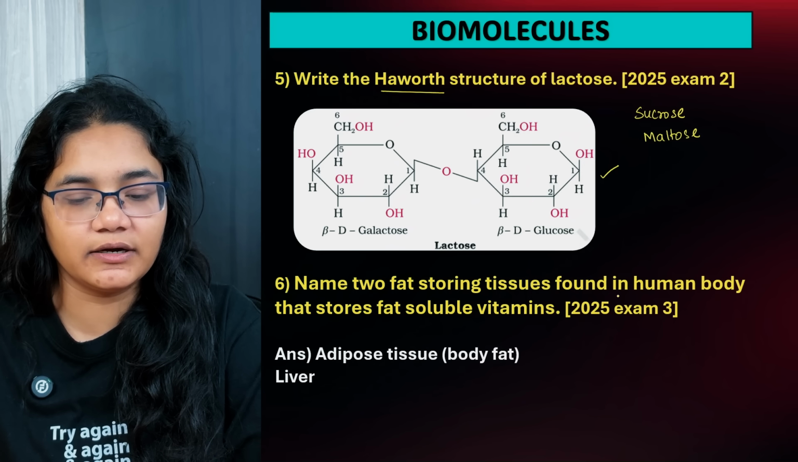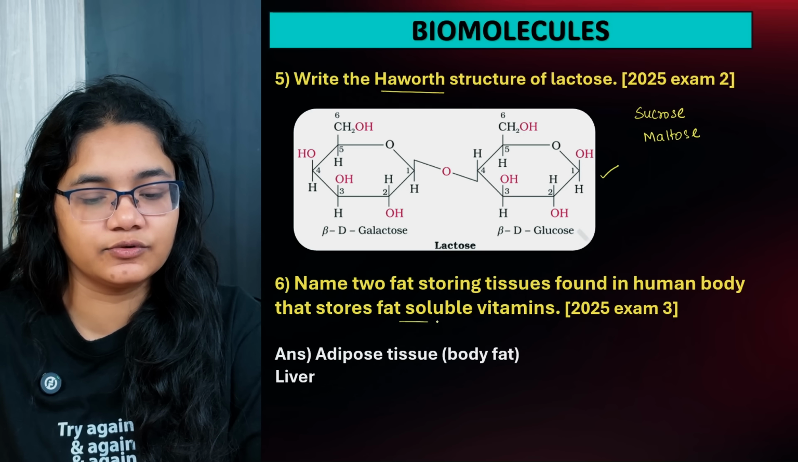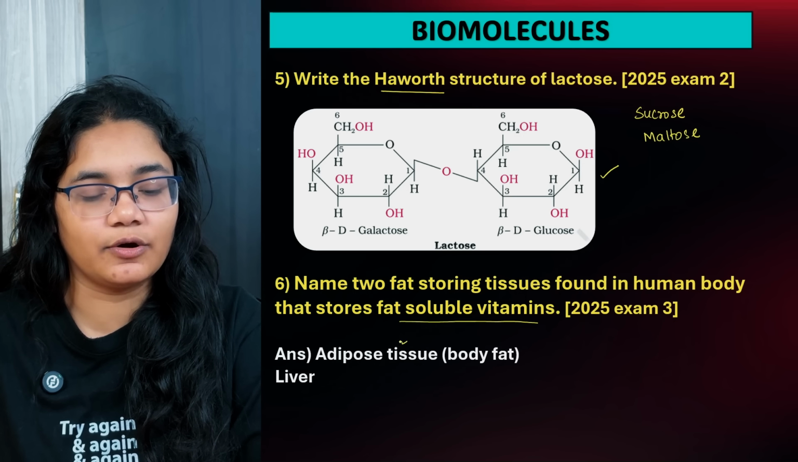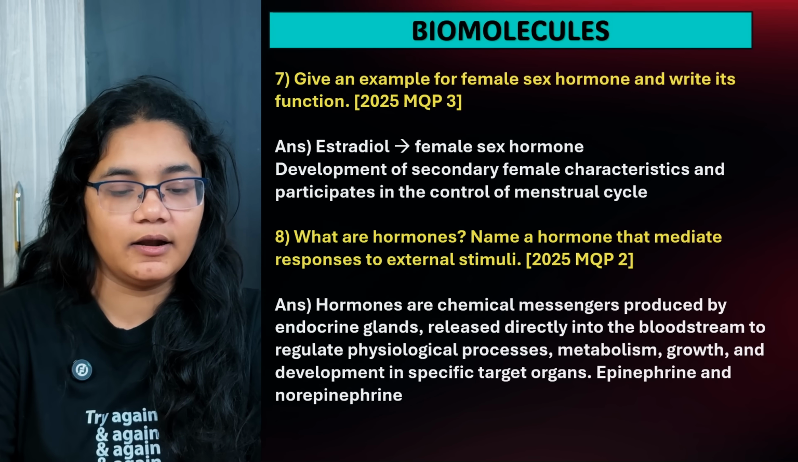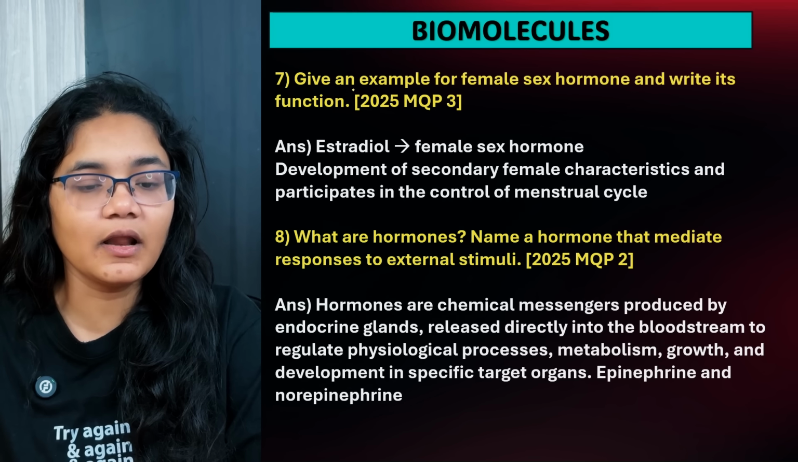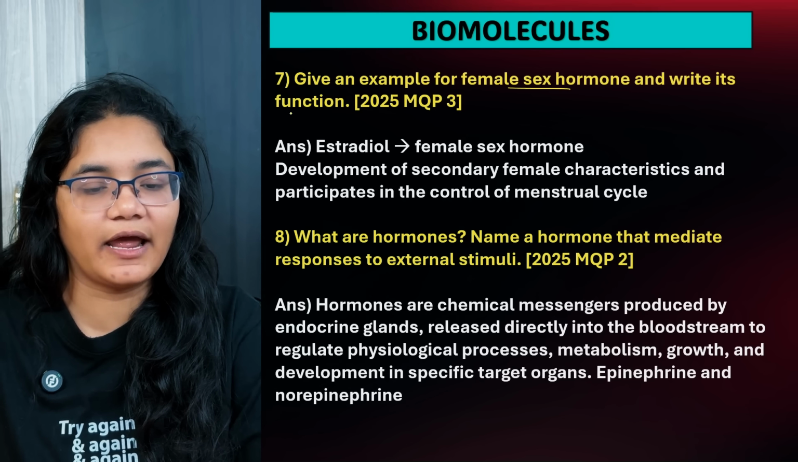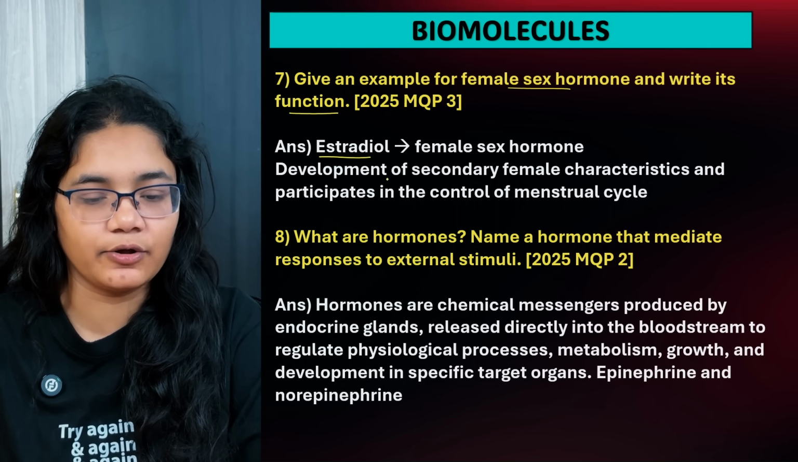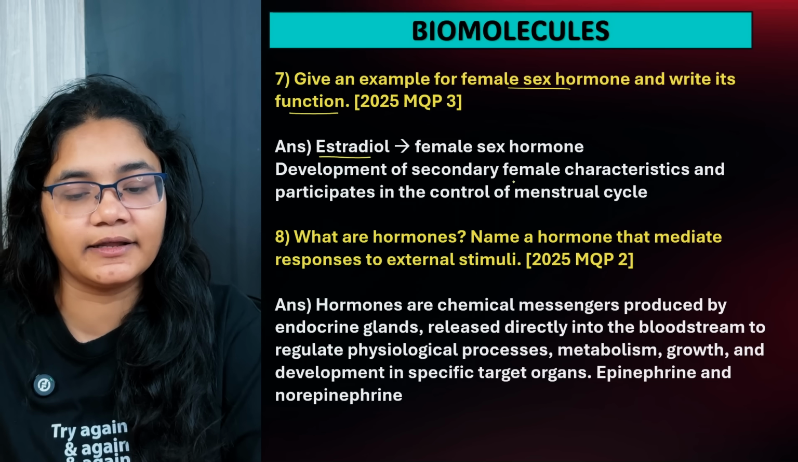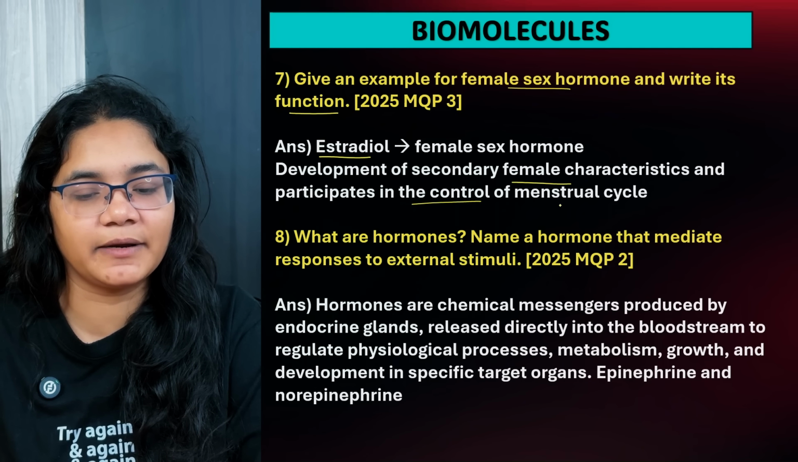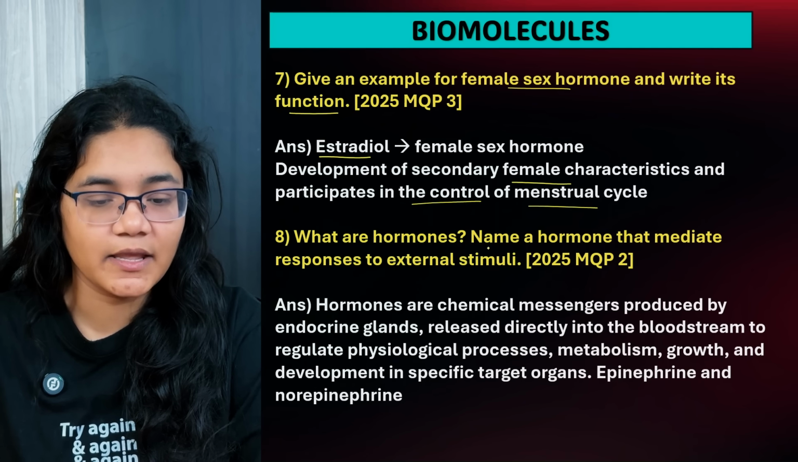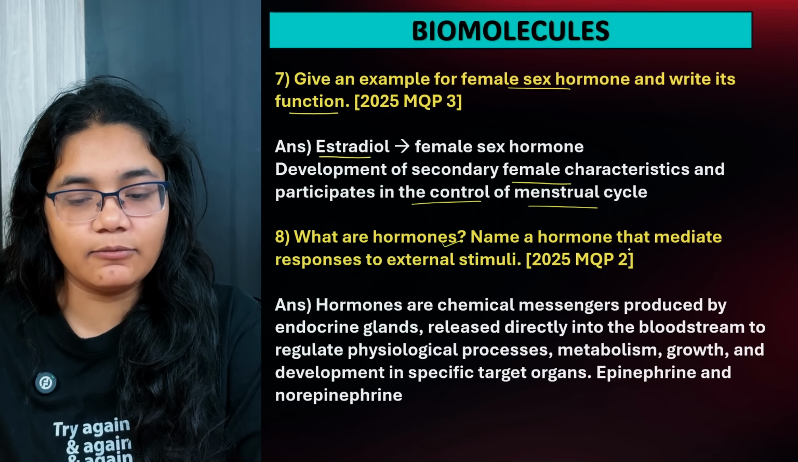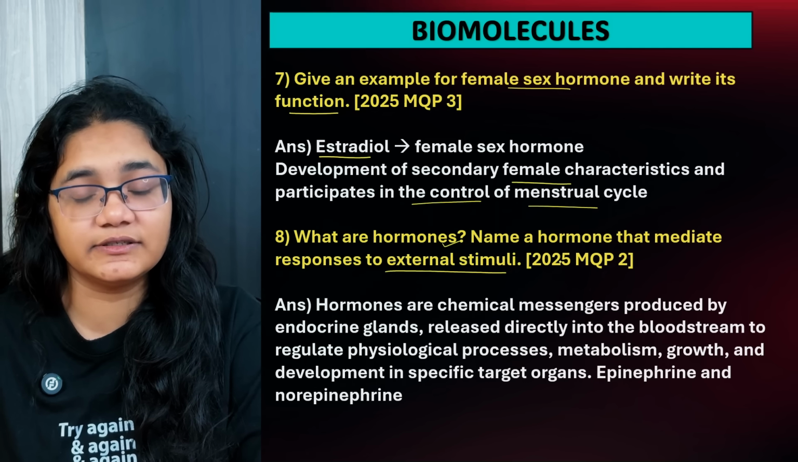Name 2 fat storing tissues found in the human body that store fat soluble vitamins. So your adipose and liver. Next, give an example of a female sex hormone and write its function. So example is estradiol, and it is used in the development of secondary female characteristics and participates in the control of menstrual cycle.